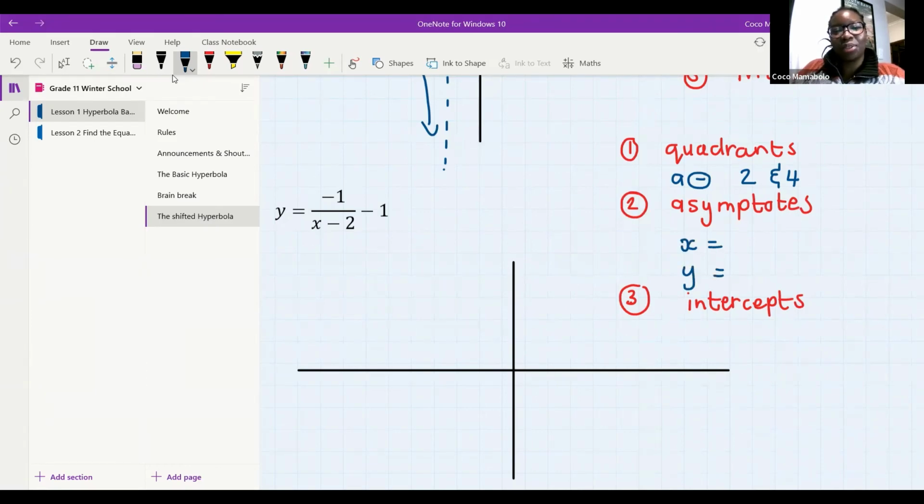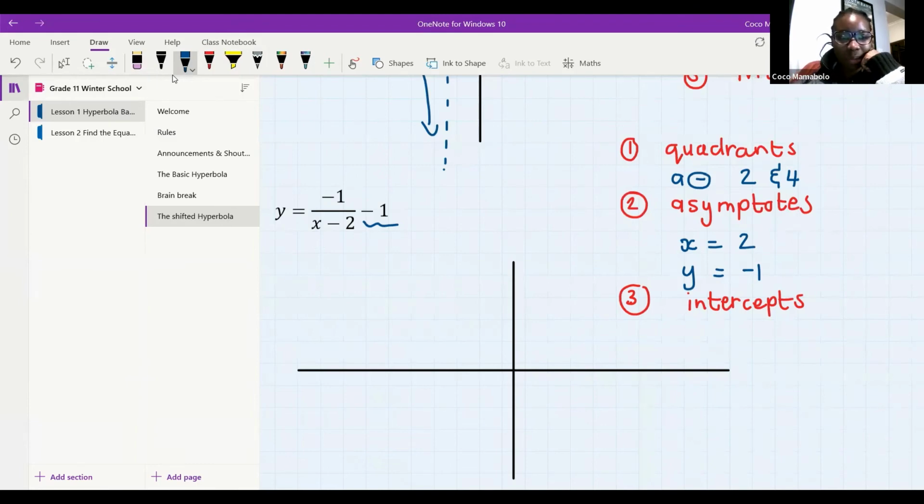Y is equal to, or X in this case, if this has to be equal to 0, then X cannot be equal to 2. So our asymptote for the X value is going to be 2. Okay. And our Y asymptote is always this Q value over here. So Y is equal to -1. Okay.